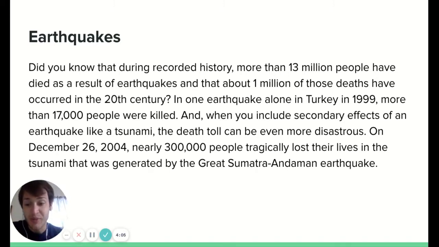So from that paragraph, we've heard a lot of people have died as a result of earthquakes for as long as humans have been writing down history. And especially in the 20th century, between 1900 and 2000, more than 1 million people died. So earthquakes are really important for us to understand. It's important that we understand the causes.